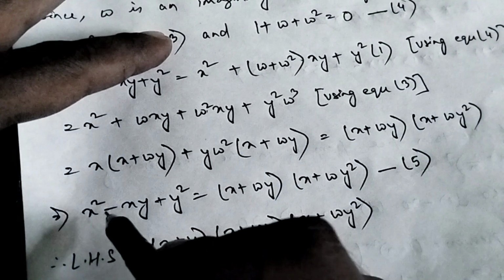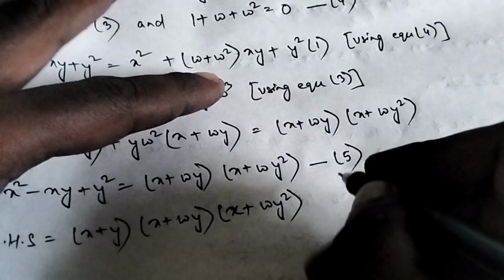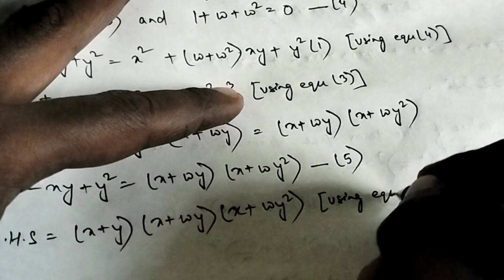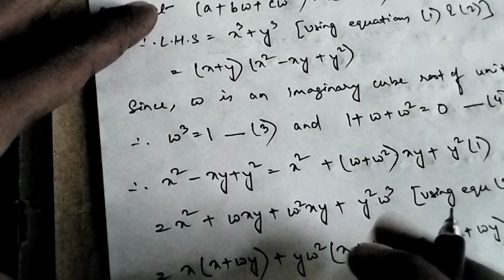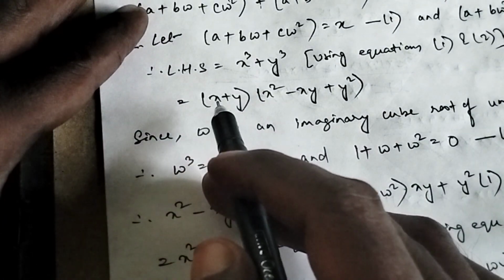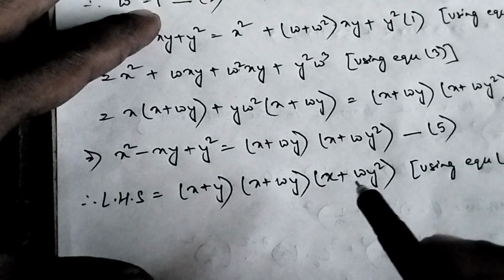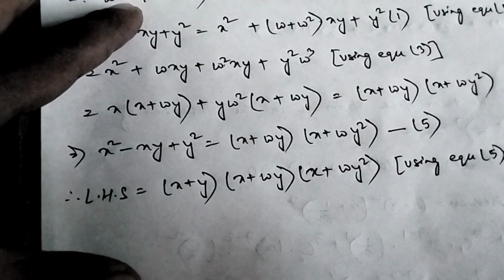Acha, we got this using equation 5, because this is this one. X plus y was earlier also, we have written x plus y. But this x square minus xy plus y square, in place of this we have written this one. We got this using equation 5. Okay, clear?